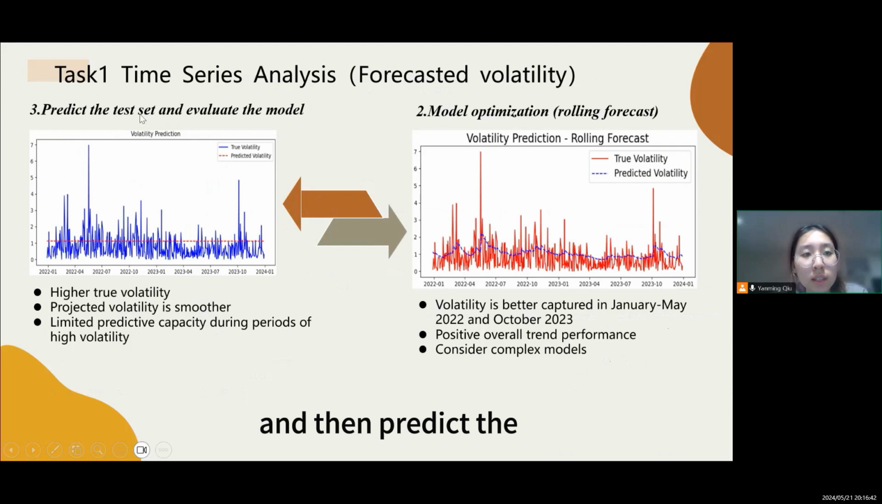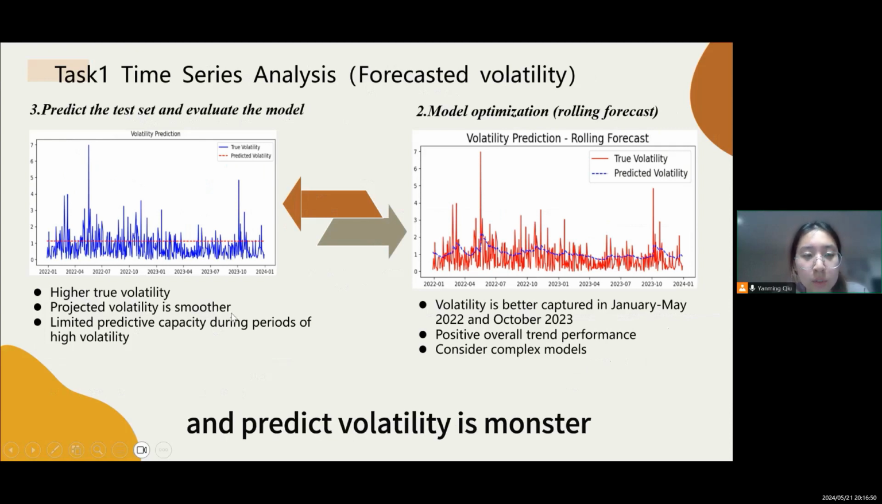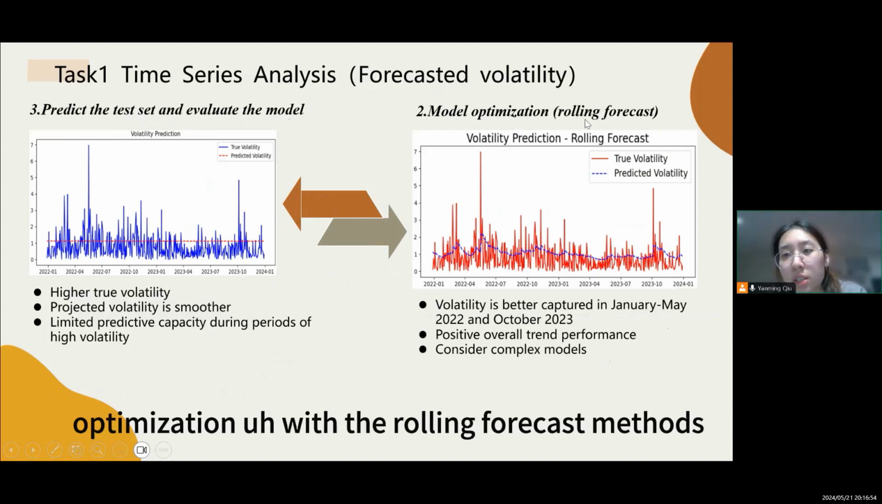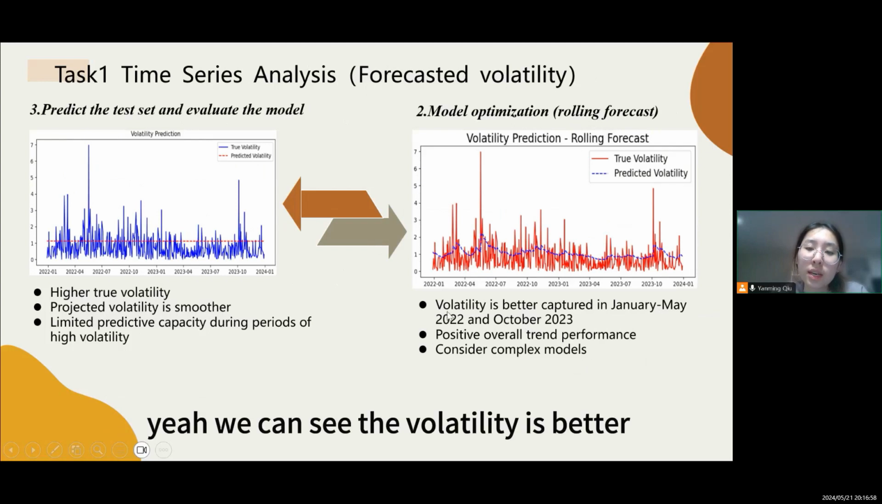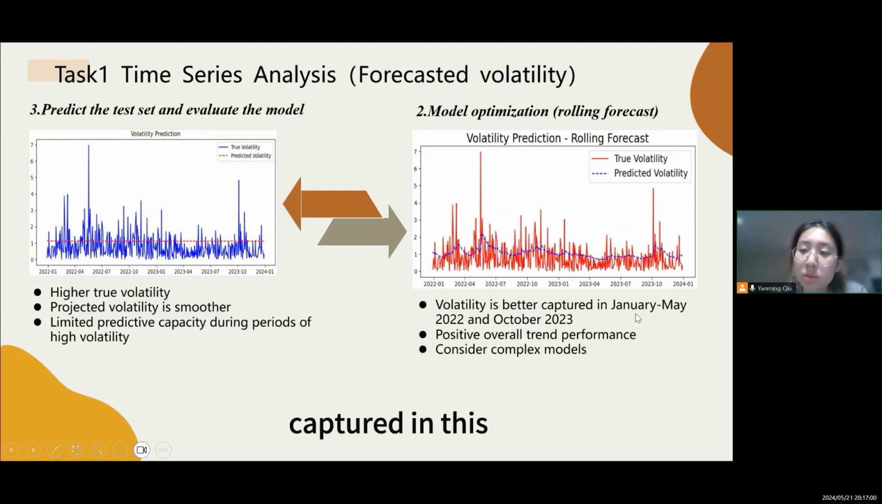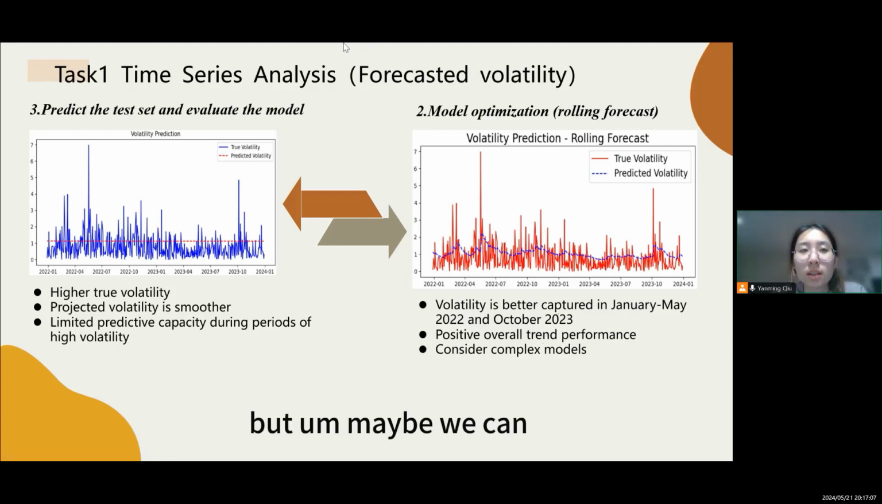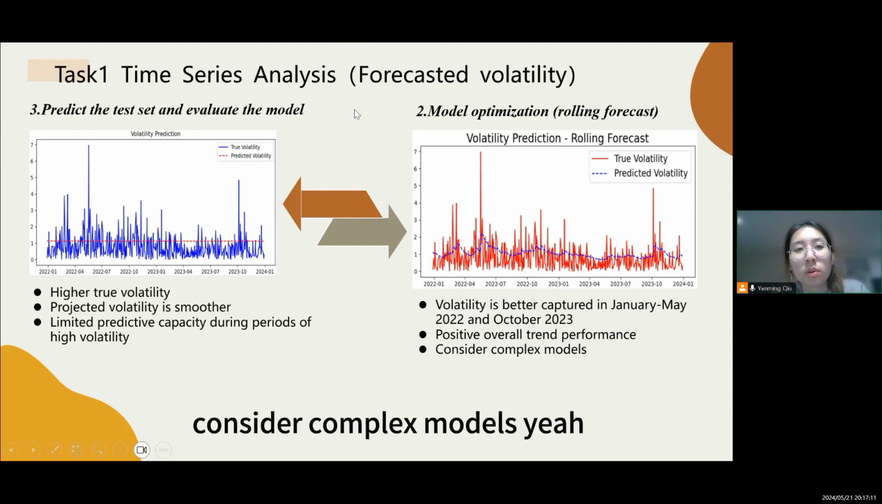And then predict the test set and evaluate. The true volatility is higher and the predicted volatility is smoother. So we use the optimization with the rolling forecast method. We can see the volatility is better captured in this period and the overall trend performance is positive. But maybe we can consider more complex models.